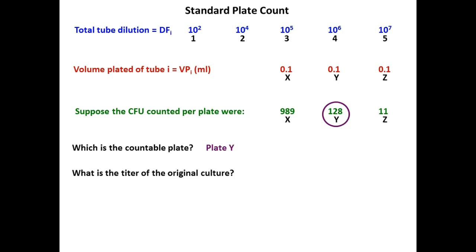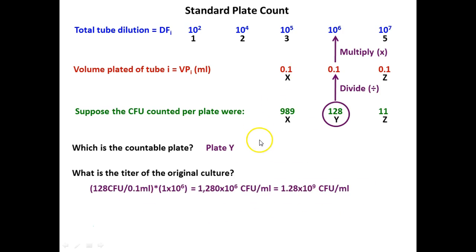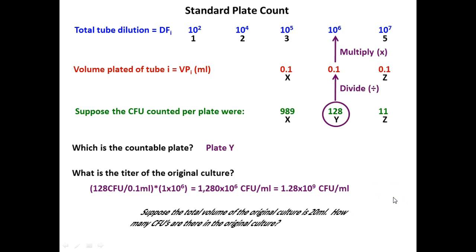What's the concentration? So what are the 3 numbers we need? We need the colony count, right? So we need 128. And then we're going to divide that by the volume, which is 0.1, and multiply by the dilution factor of that tube, which is 10 to the 6th. So in this case, written in scientific notation, 1.28 times 10 to the 9th. So about 1 billion CFUs per milliliter of this sample.